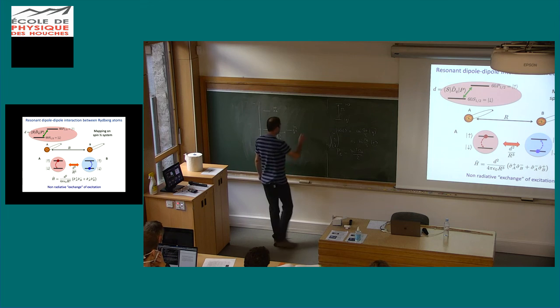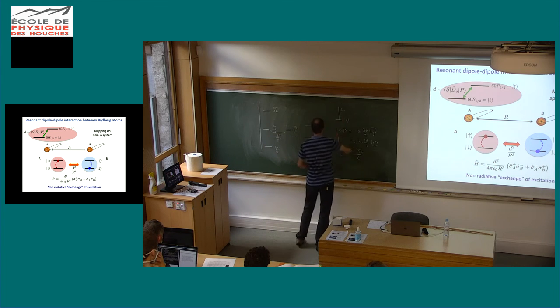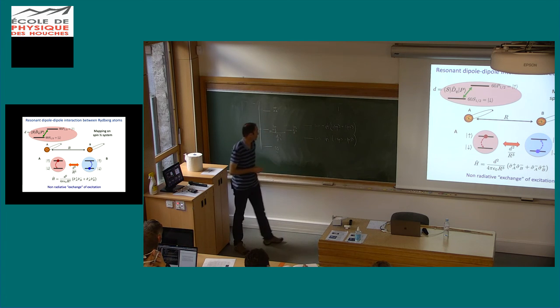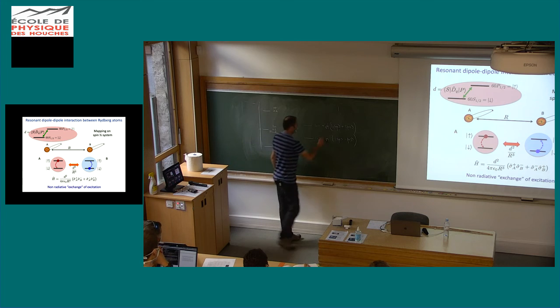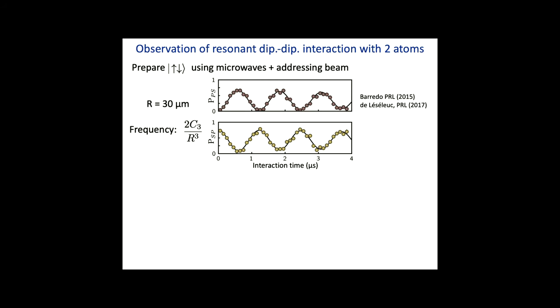You diagonalize this thing, and it gives you two states, a state plus and a state minus, which are superpositions. I don't know which one is which, but it's not too important here: 1 over root 2 of SP plus PS, or 1 over root 2 of SP minus PS. Okay? So can we measure this process in an experiment? Yes, we can measure this process in an experiment.